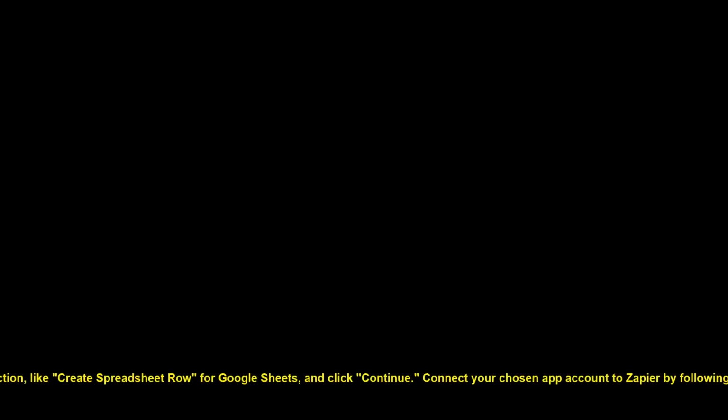Connect your chosen app account to Zapier. Once connected, customize the action by mapping the Typeform fields to the corresponding fields in your chosen app. After mapping the fields, click Continue and test the action to ensure it works correctly.